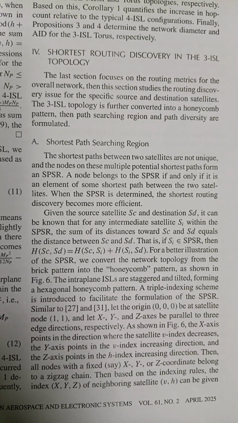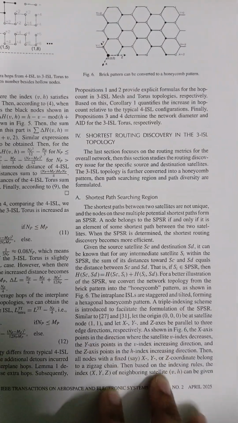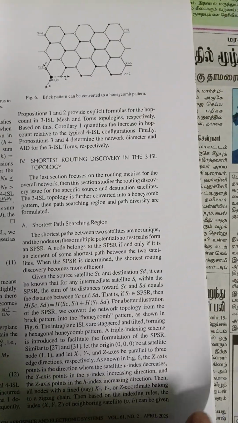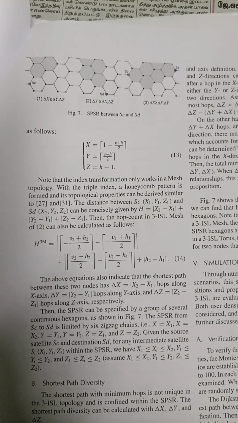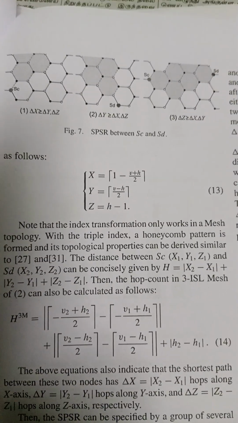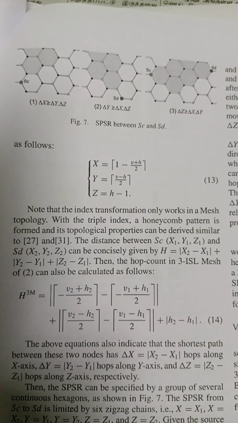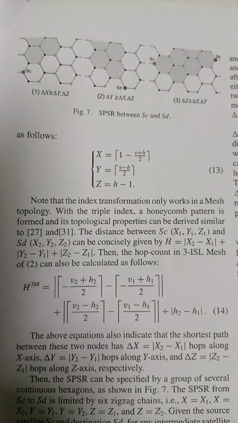Then, based on the indexing rules, the index of the neighboring satellite can be given as follows. Note that the index formation only works in a mesh topology. With a triple index, a honeycomb pattern is formed and its topological properties can be derived similarly.